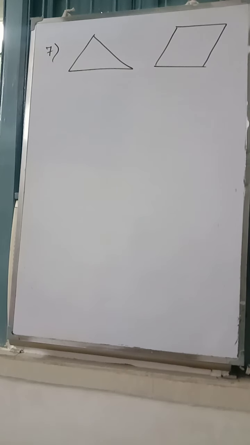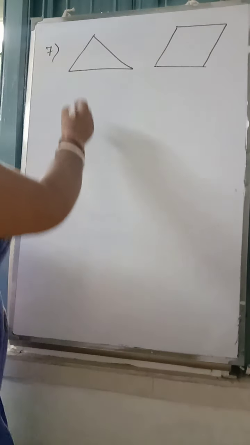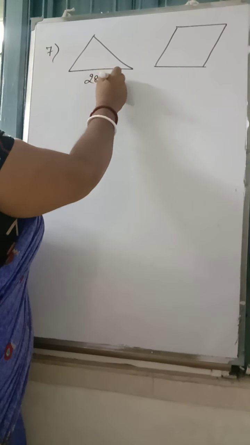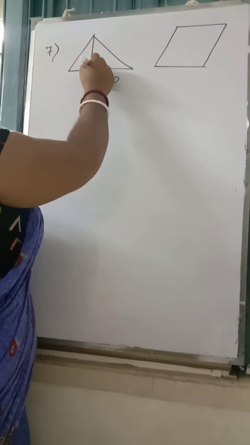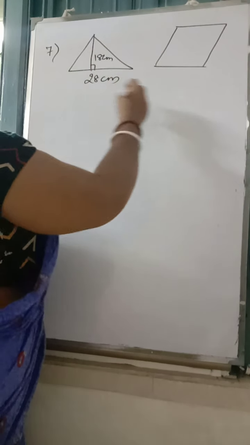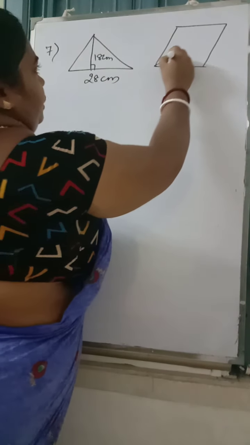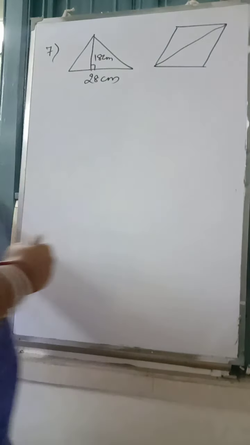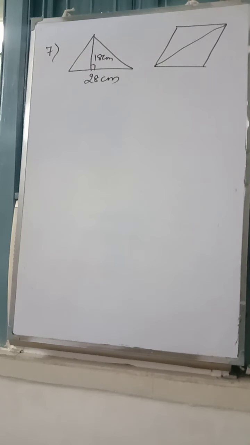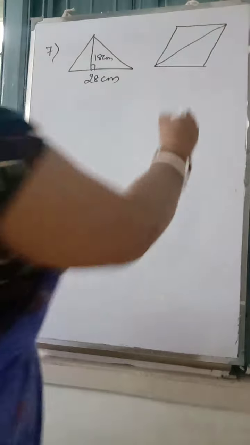Now you can see one triangle and one rhombus, in which the base of the triangle is 28 centimeter and the altitude is 18 centimeter. The base is given 28 centimeter and the altitude is 18 centimeter, is equal to the area of a rhombus whose one of the diagonals is given 21 centimeter.